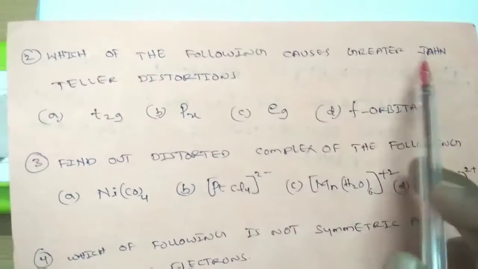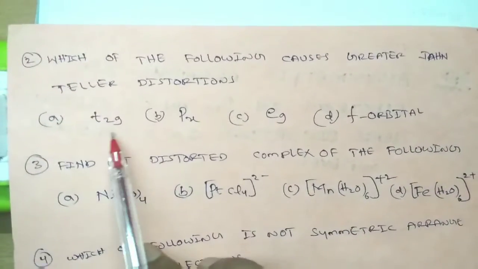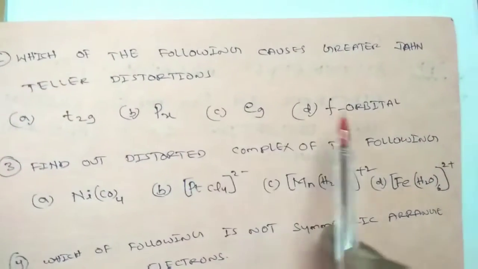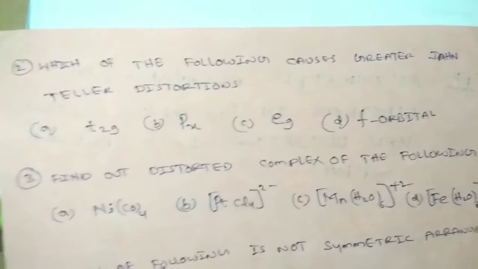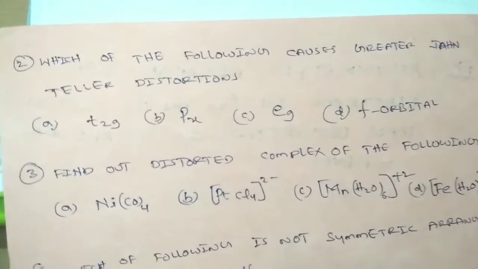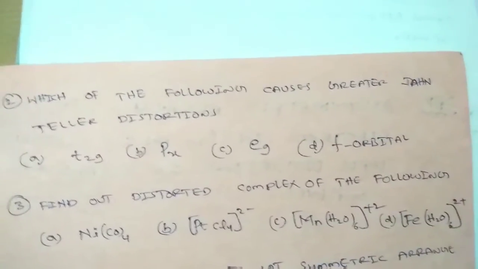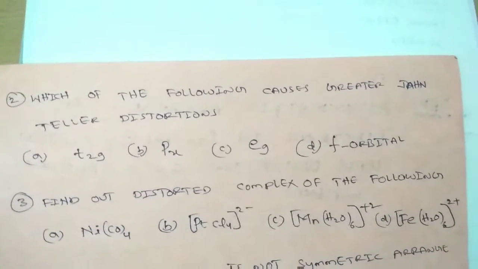Which of the following causes greater Jahn-Teller distortions? t2g orbitals, p orbital, eg and f orbitals. Okay. So Jahn-Teller distortions are well known in 3d series coordination compounds. So 3d series means d orbitals. d orbitals only will show distortions.